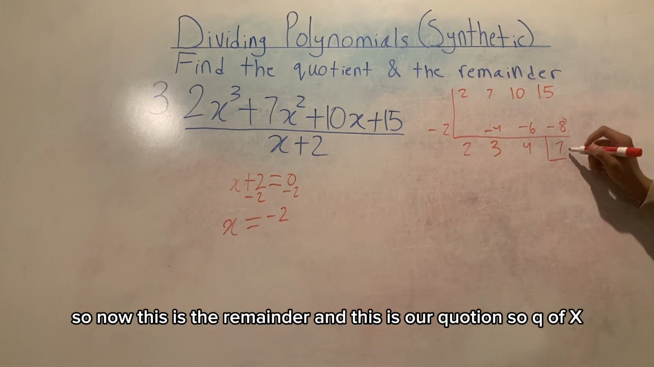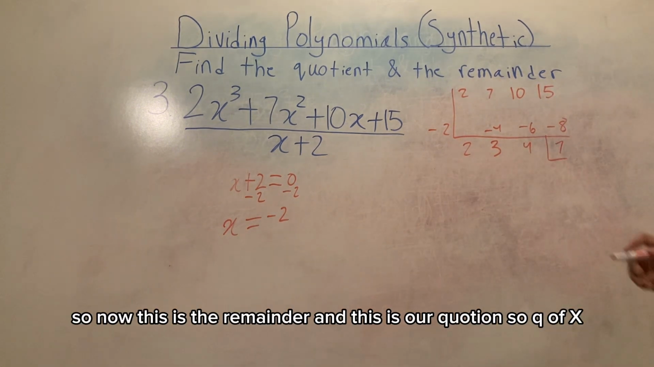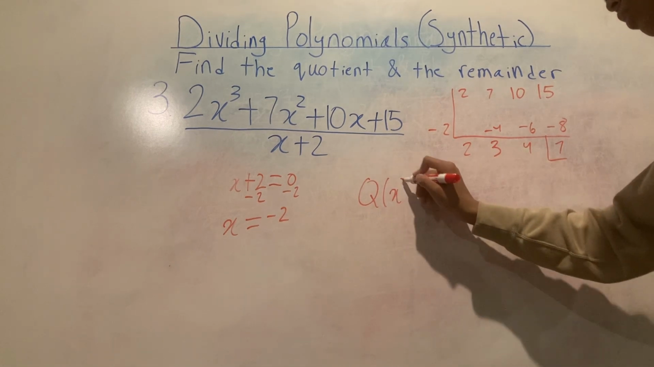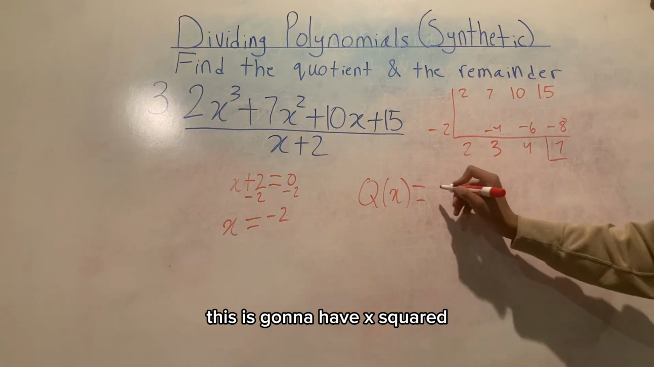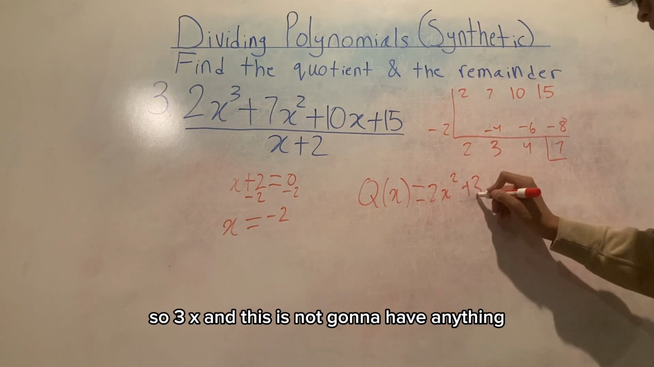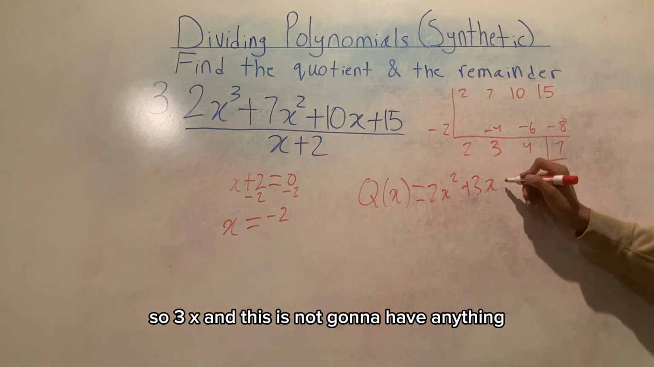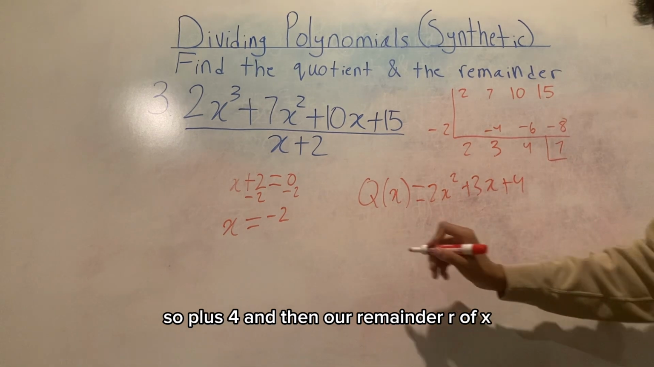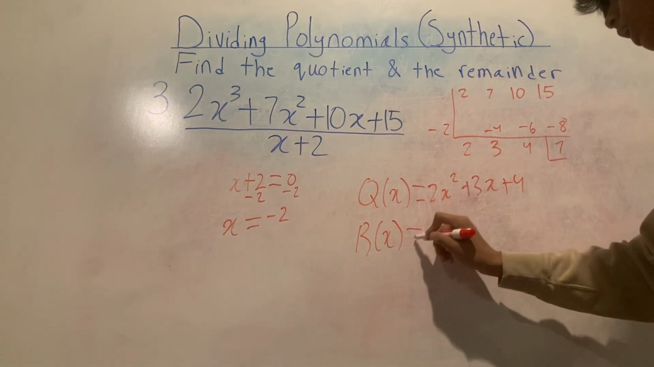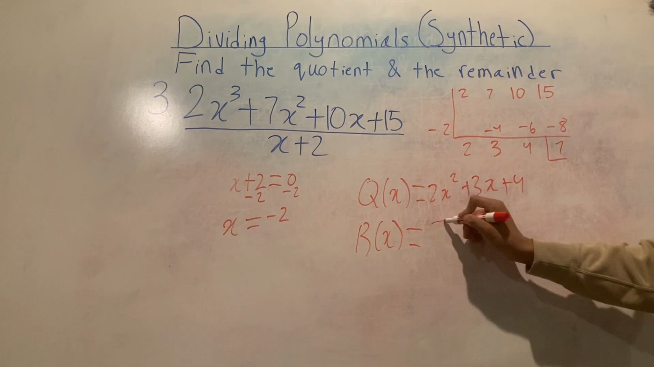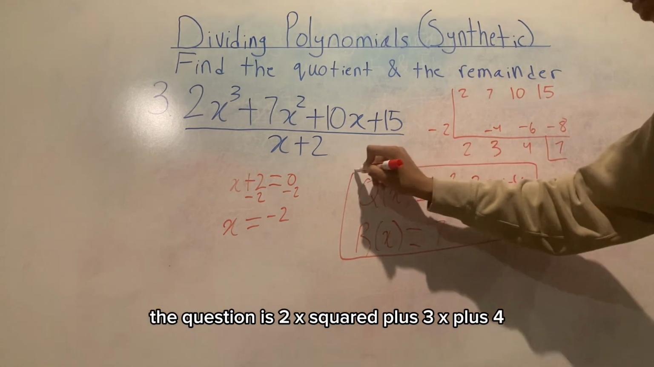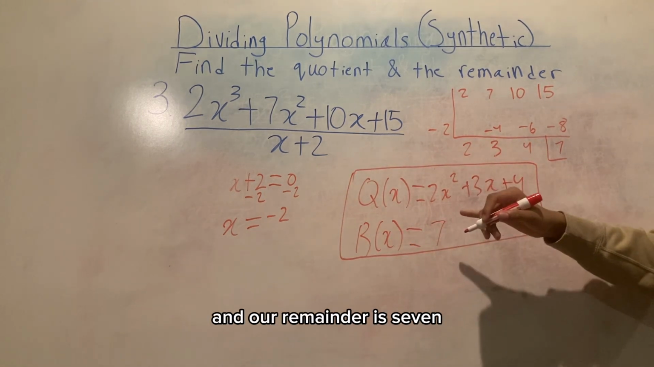So now this is the remainder and this is our quotient. So q of x is going to have x squared, so 2x squared, plus this is going to have x, so 3x, and this is not going to have anything, so plus 4. And then our remainder, r of x, equals 7. So this is our final answer. The quotient is 2x squared plus 3x plus 4, and our remainder is 7.